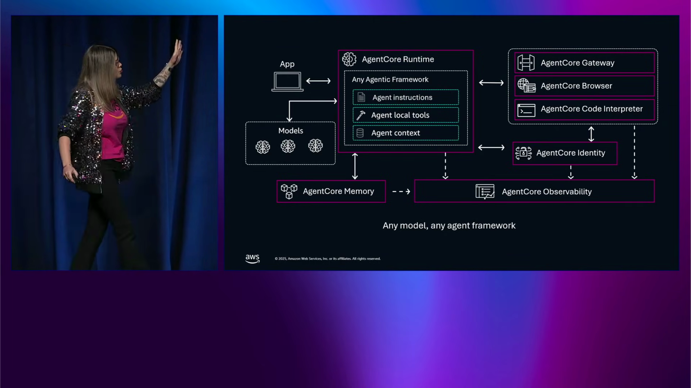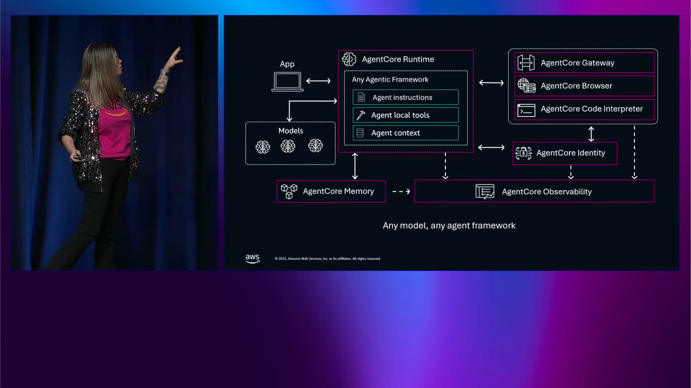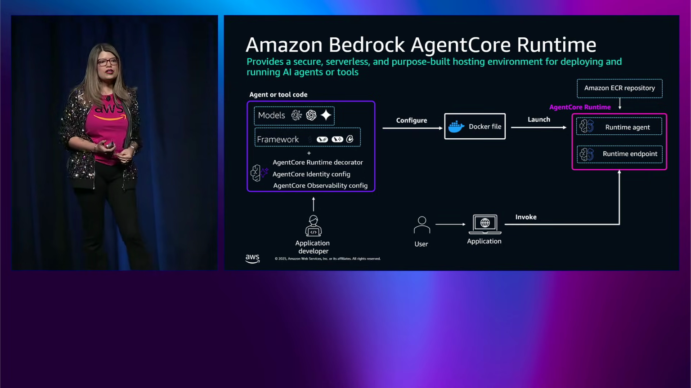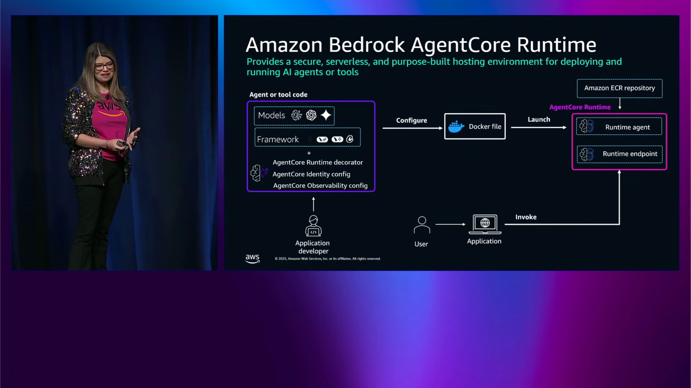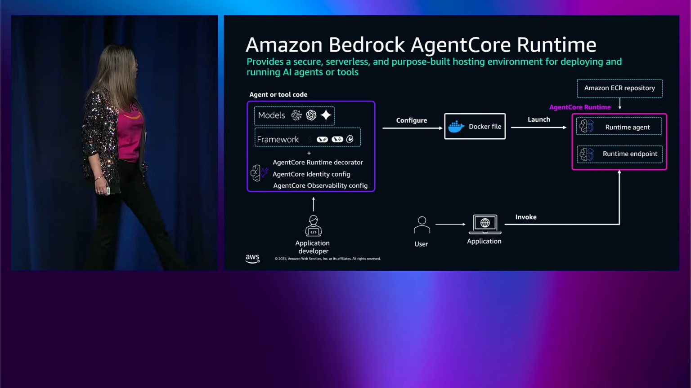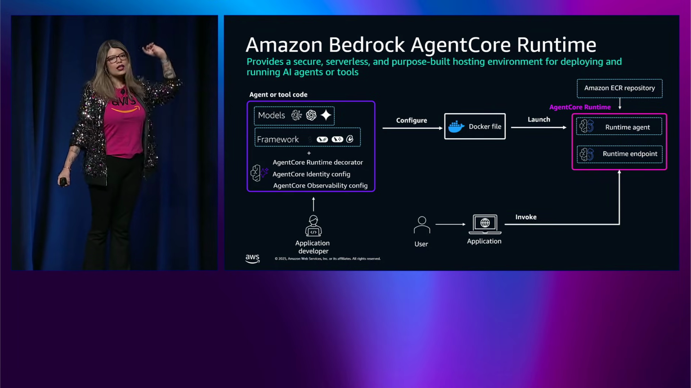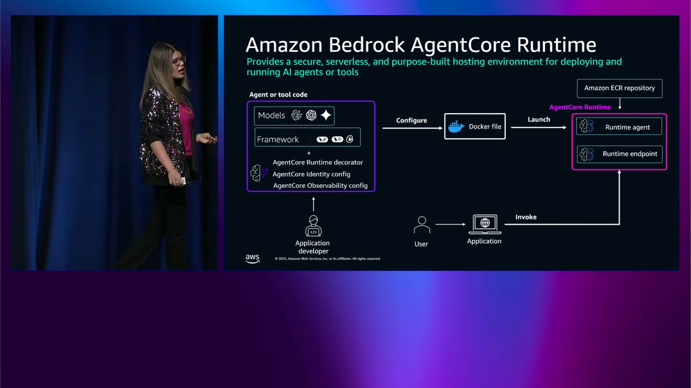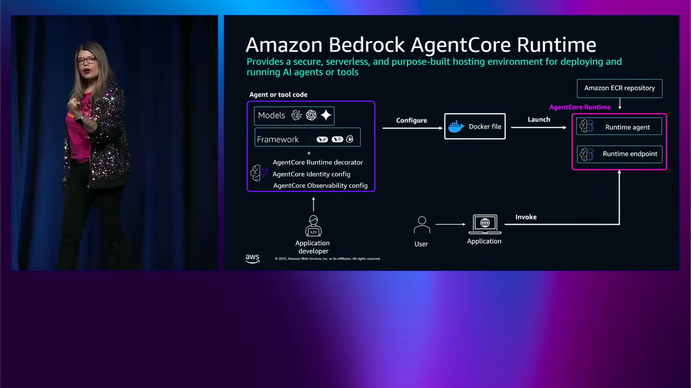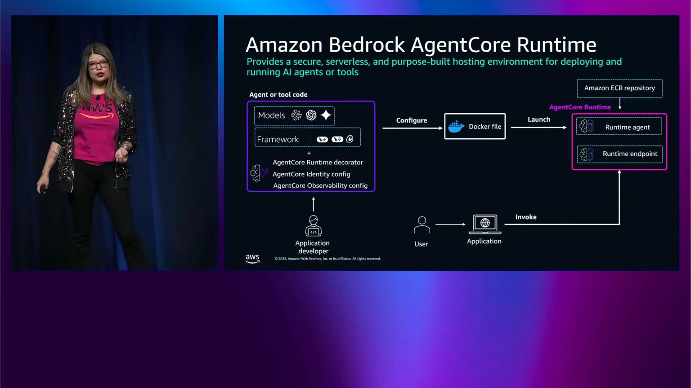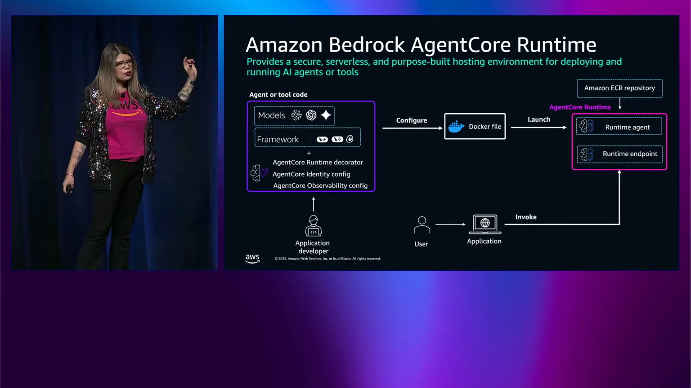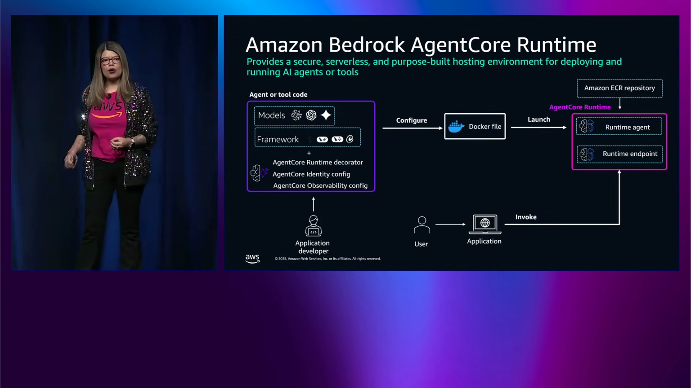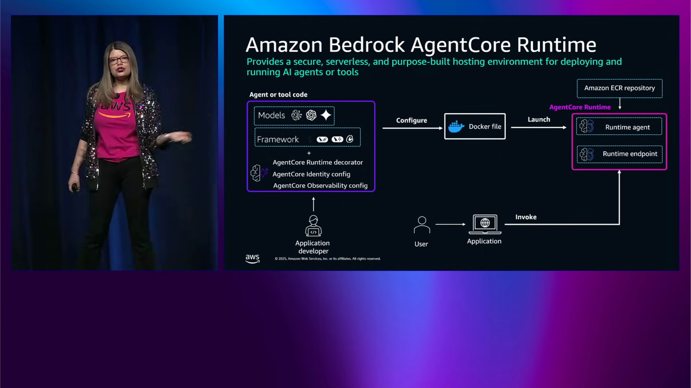So we are going to check the modules. The first one is the runtime. To work with the runtime, first we have to build a recipe. In this recipe, we will choose the model and the framework, whatever you want, it's okay, and also the runtime decorator, so how the model and the agent must be configured. The identity configuration, according to the security policies, and the observability configuration, so which metrics are we going to use?